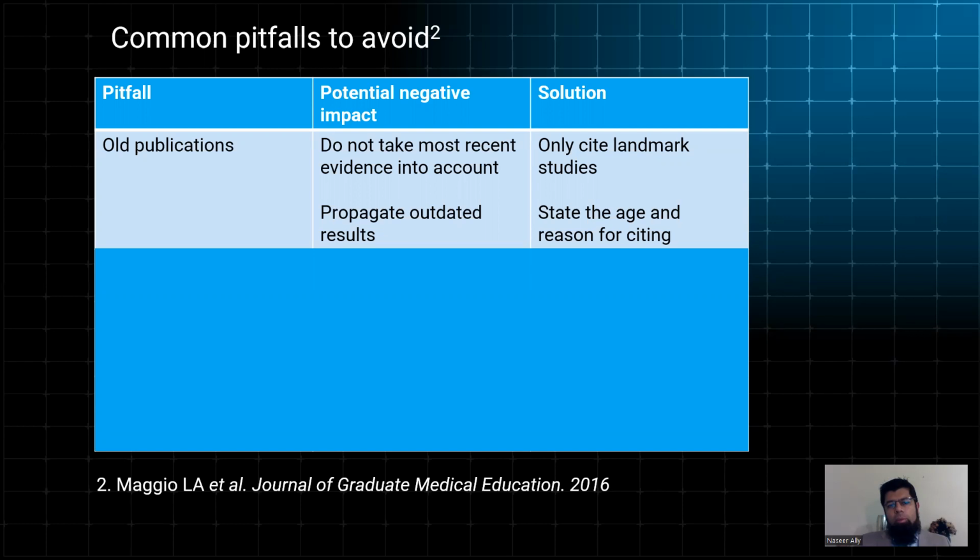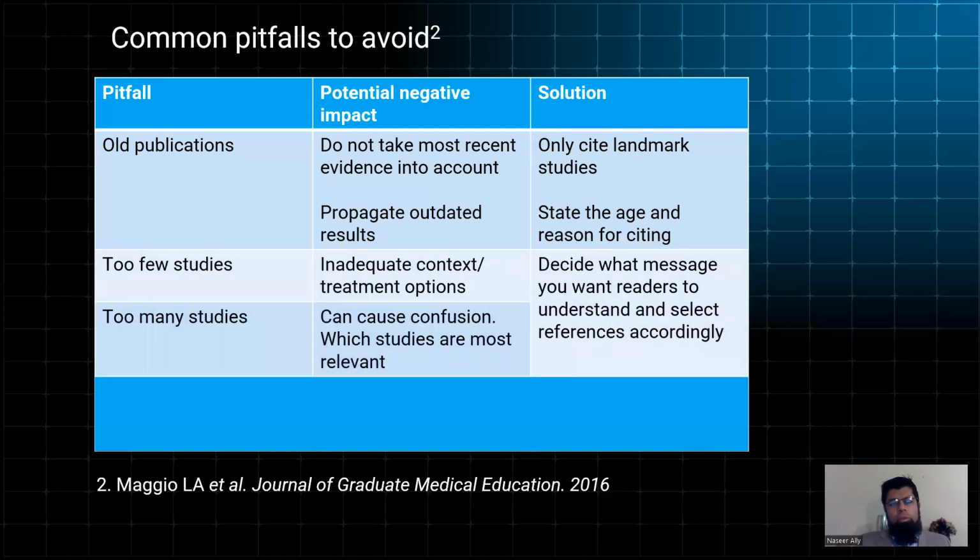Doing this also propagates outdated results. So your reader may then get an incorrect view that grid laser is the treatment of choice because it was discussed at length in the study, and anti-VEGF was given a footnote status, basically. So what you should do to mitigate this is to state the age and the reason for citing. You may state that the ETDRS study was a landmark study and it showed these results, and that's why we basically cited it.